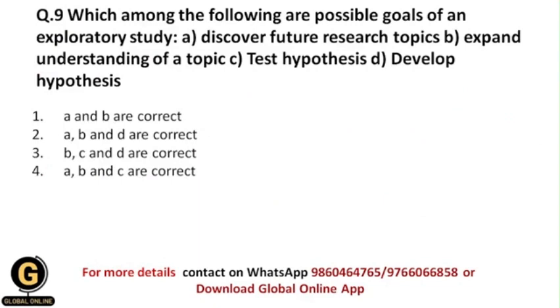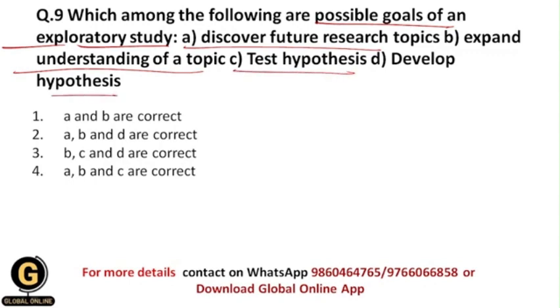Which among the following are possible goals of an exploratory study? So here we have given 4 options, A, B, C, D, and in that we have given statements about possible goals of an exploratory study, and we are going to identify those possible goals. So first is discover future research topics, then expand understanding of a topic, test hypothesis, develop hypothesis. So students, until now you have understood what exactly an exploratory study is, and that's why the possible goals of an exploratory study are, first one is we are going to discover the future research topics.